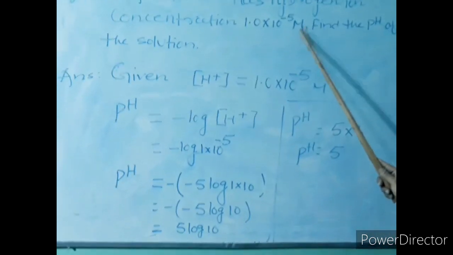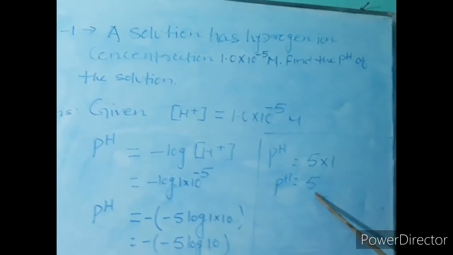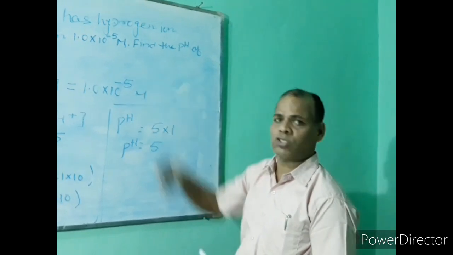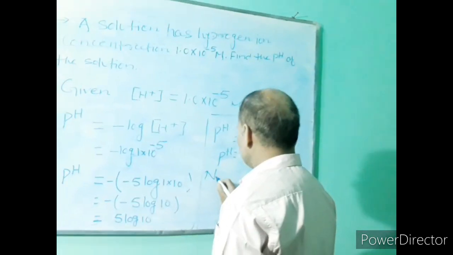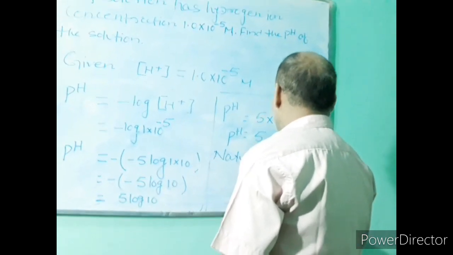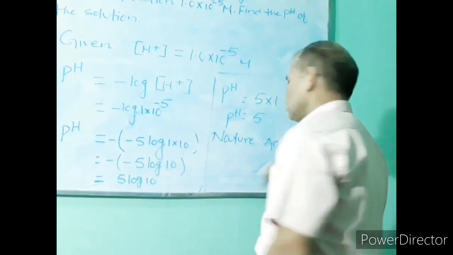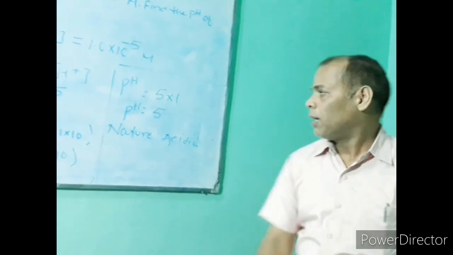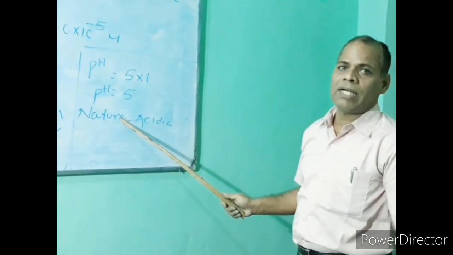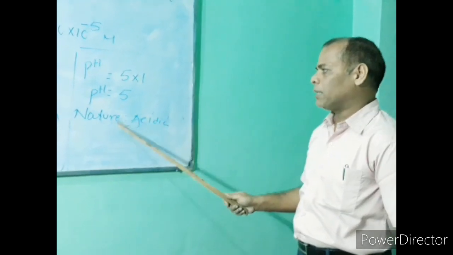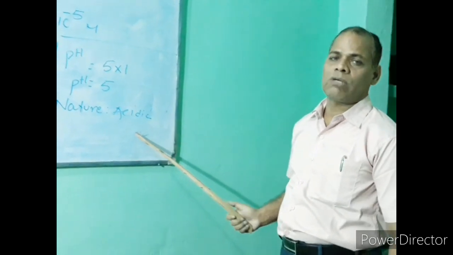So this solution has a pH of 5, and if there is a need to comment on the nature of the solution, the nature is acidic. Nature is acidic because if the pH is less than 7, then the solution is of acidic nature. So pH is less than 7, so the nature of this solution will be acidic.